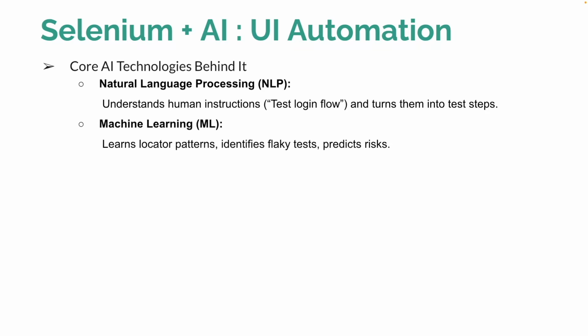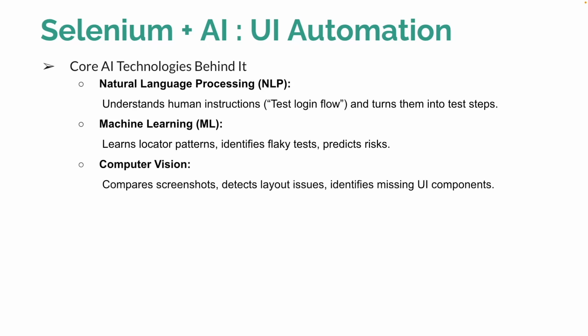Then next will be machine learning. Machine learning will basically learn the locator patterns, identify the flaky test cases, and predict the risk. This is something which we are going to learn in detail. Next, we will have computer vision. This is something which is a new addition in Selenium.